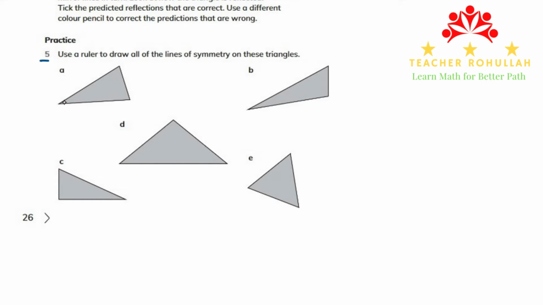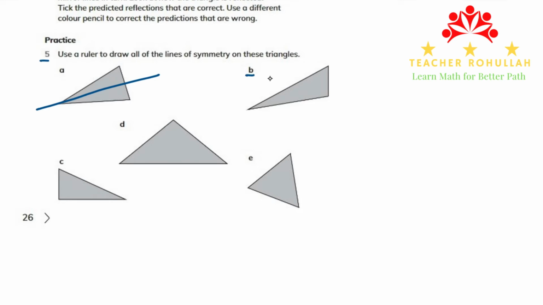The first shape, or the triangle A, has 1 line of symmetry because it's isosceles. I cannot have access to a ruler, but I can draw the line of symmetry. It can be over here. This is the line of symmetry because it cuts the triangle into 2 equal parts, which are a mirror image of each other.